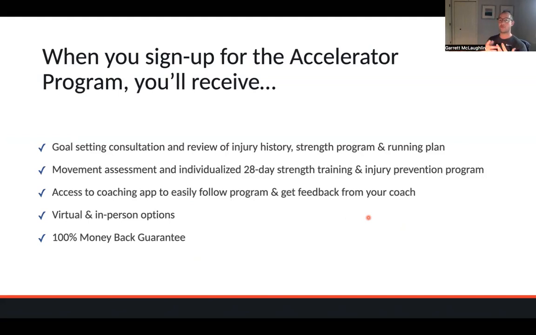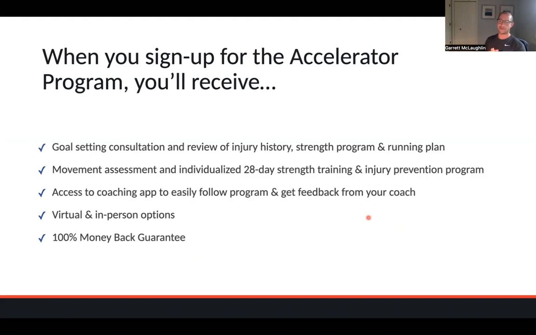Then from there, whether you're local or living somewhere else, remote, do a movement assessment, in person or virtual via Zoom, and then really help you create that 28-day training plan. Strength training, mobility, core, injury prevention, really focus on what you need to be a better runner.